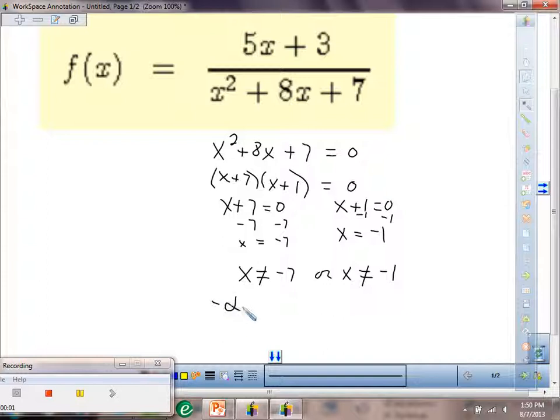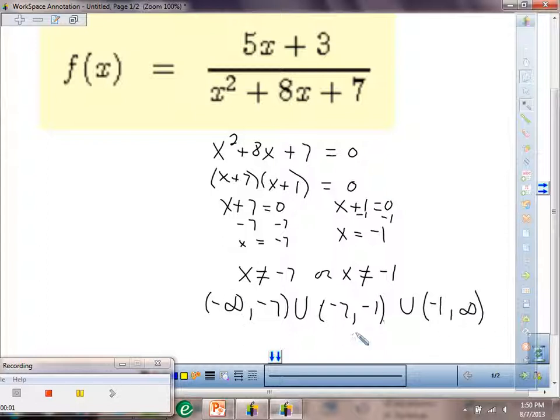from negative infinity to negative 7, we're good. So there'll be a parenthesis here and a parenthesis here. We use a parenthesis instead of a bracket because that means it does not include negative 7. Then we'll use our little U, which means union. Then it's going from negative 7 to negative 1. Again we're going to use parentheses because it doesn't include it. Then we'll do a union. Then from there we go from negative 1 to positive infinity.